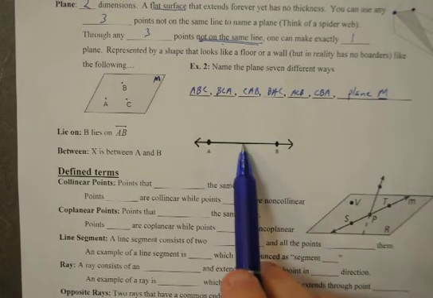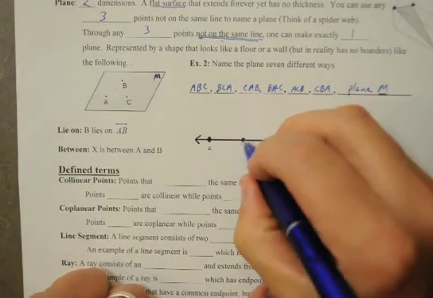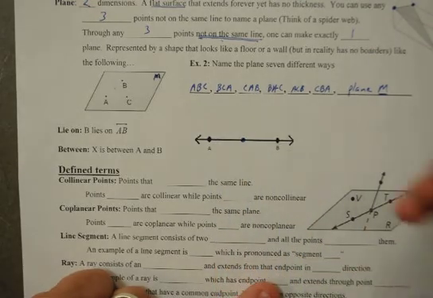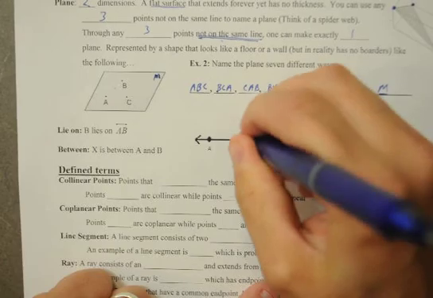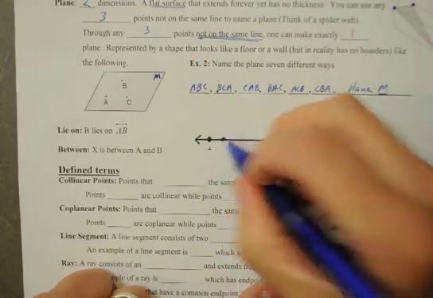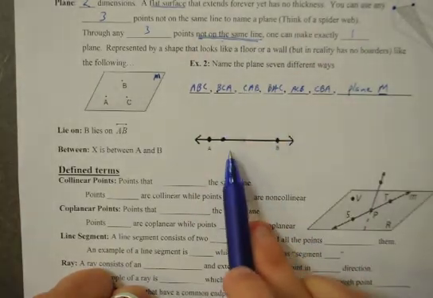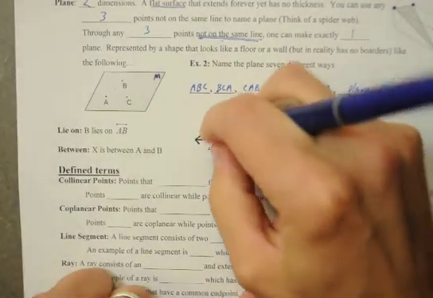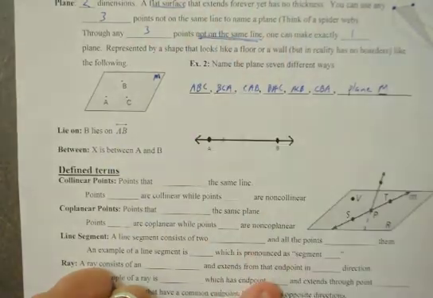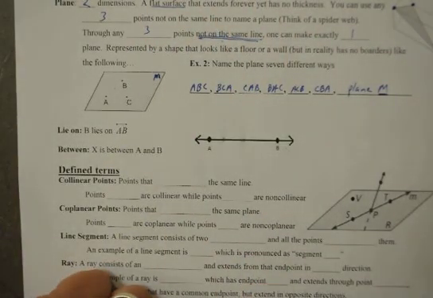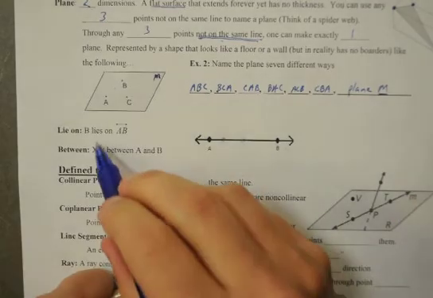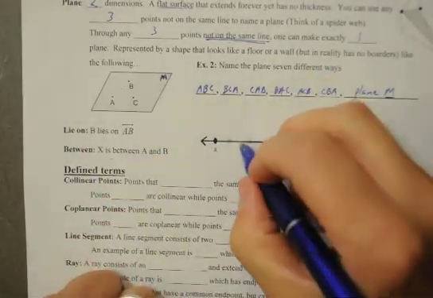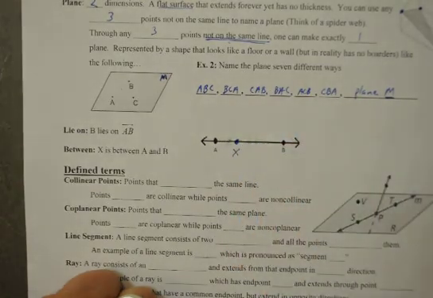Because if you use middle, like this point here, yeah, maybe it's in the middle of A and B. But what about this point? Is that in the middle? Is that exactly in the middle? No, but it's still between. So actually there's not a very good way to describe the word between. It just is. Alright, so B lies on line AB, and X is between A and B.